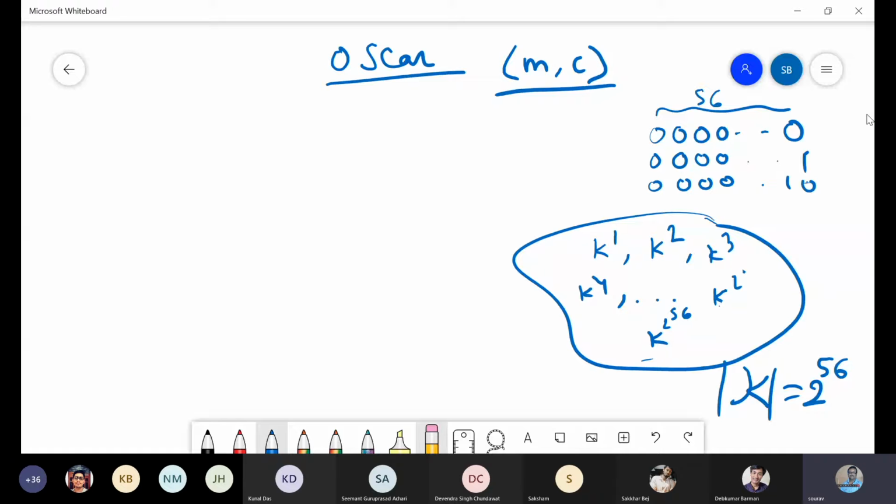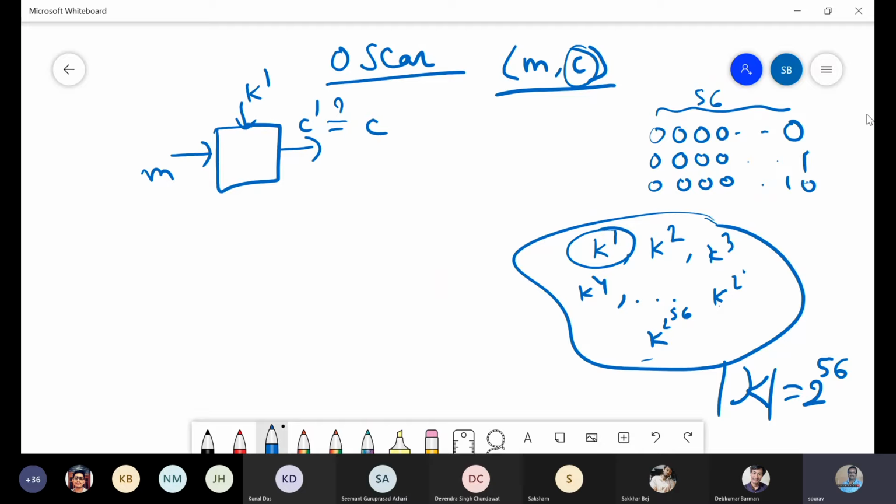So this is how Oscar will do it. Oscar has the plaintext and the ciphertext. Oscar first chooses a key, say K1. Now Oscar will encrypt the message with K1, and Oscar will get a ciphertext C1, and check whether this matches with C or not. If it matches with C, then this is our key. Is this okay? So some kind of exhaustive search.